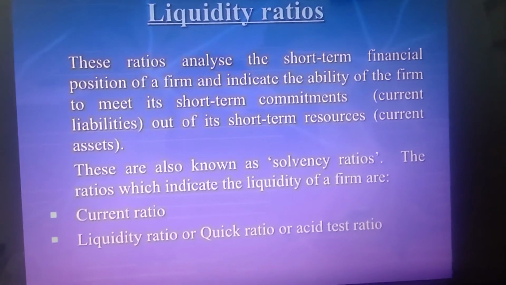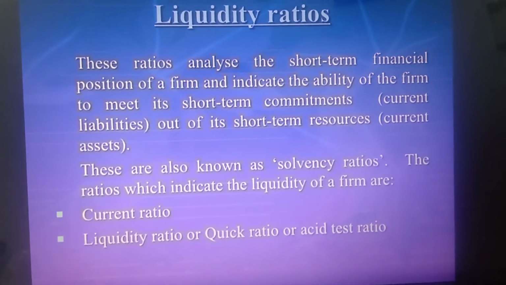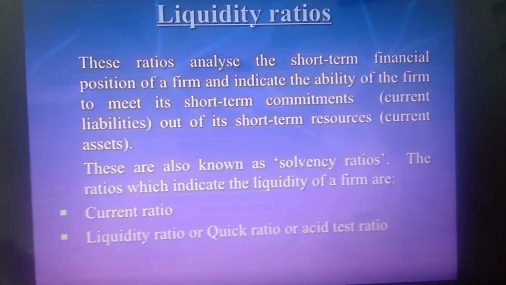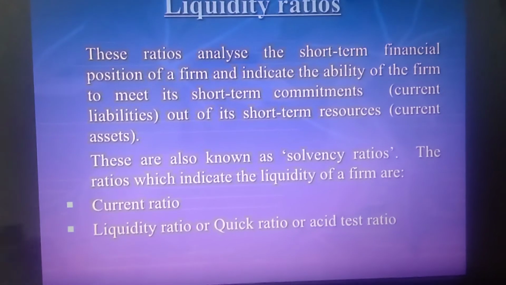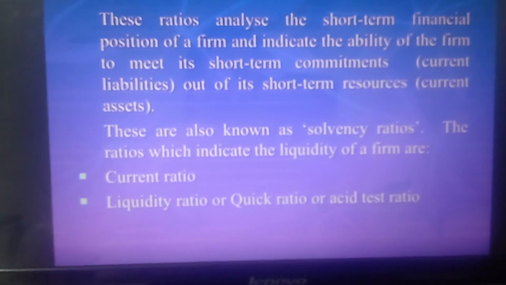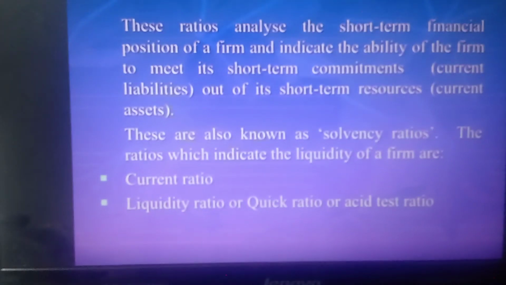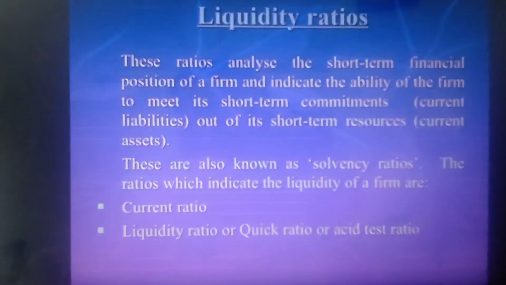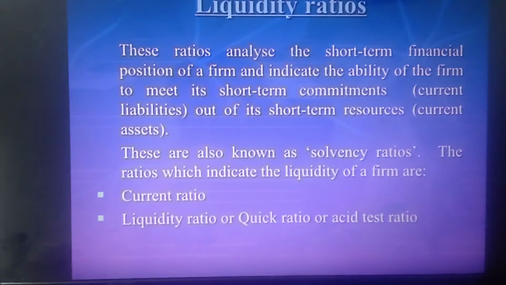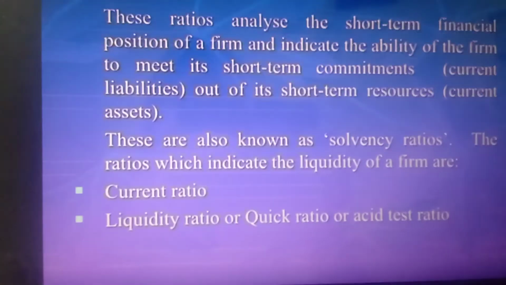When we classify the liquidity ratio, the ratios which indicate the liquidity of a firm could be classified into two parts, that is basically the current ratio or the liquidity ratio, also called the quick ratio or the acid test ratio. So liquidity refers to the ability of a concern to meet its current obligations as and when they become due.